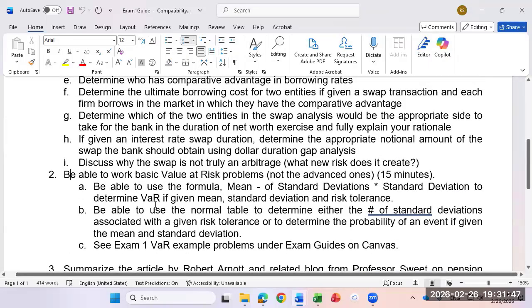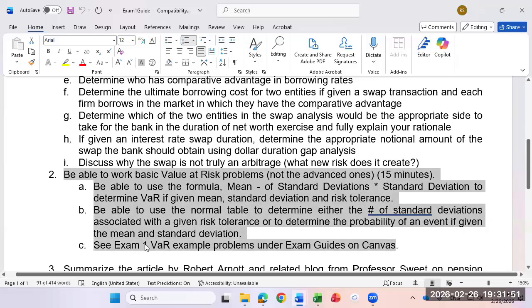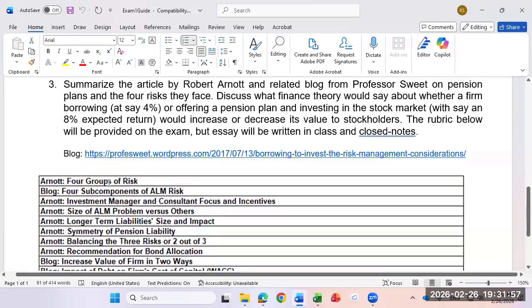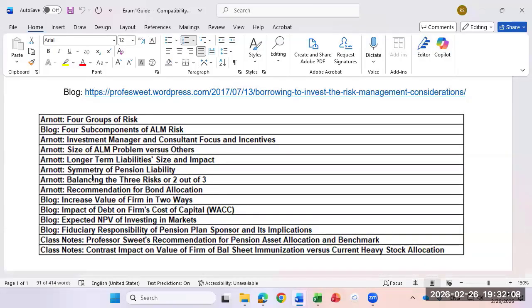And then we've got some VAR problems. We'll work a few of those. Those should be pretty simple ones. There are several examples of those out on Canvas as well. And then we're going to do the essay in class, and you will be given the rubric. So we'll walk through the rubric and make sure you're comfortable with what's in each piece. You have to handwrite it. You're not going to be able to type. So if you haven't written in a while, be ready.